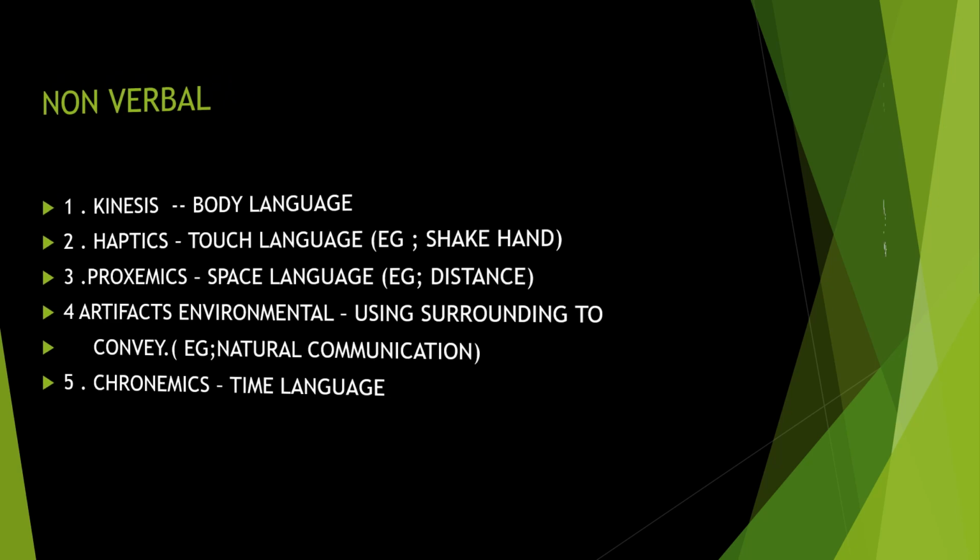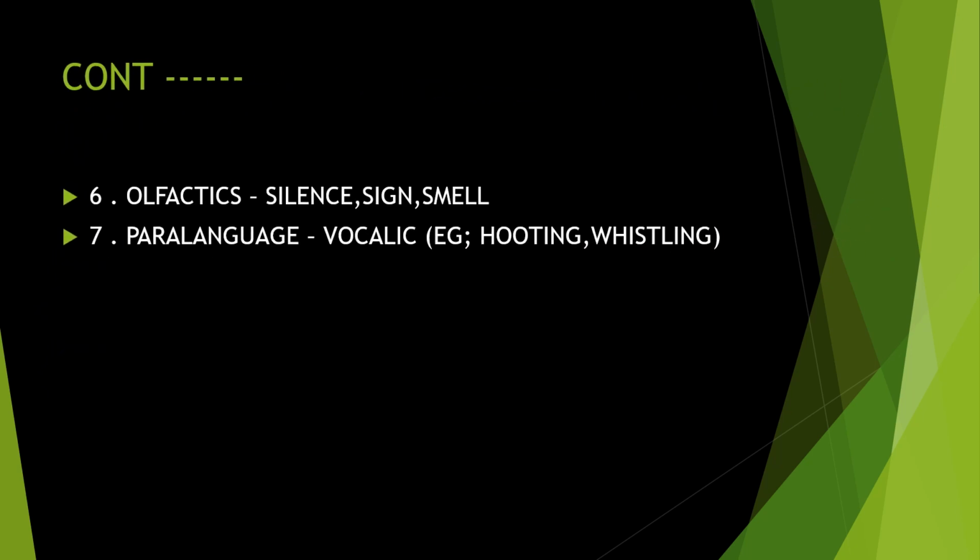And the next one, sixth, olfactics. In olfactics, we can see that we are getting some communication with our sense organs. That is silence. When we just reach the class or our school and there is pin drop silence, then we understand that the teacher must be there. And a sign, just showing a signboard to the right side or left side of your road, we can understand, yes, a hump is coming nearby or the bridge is nearby.